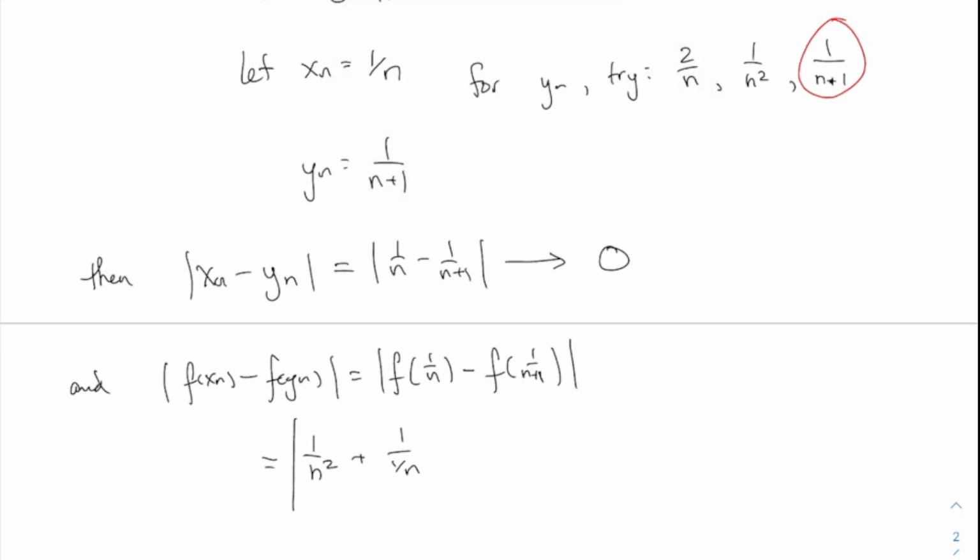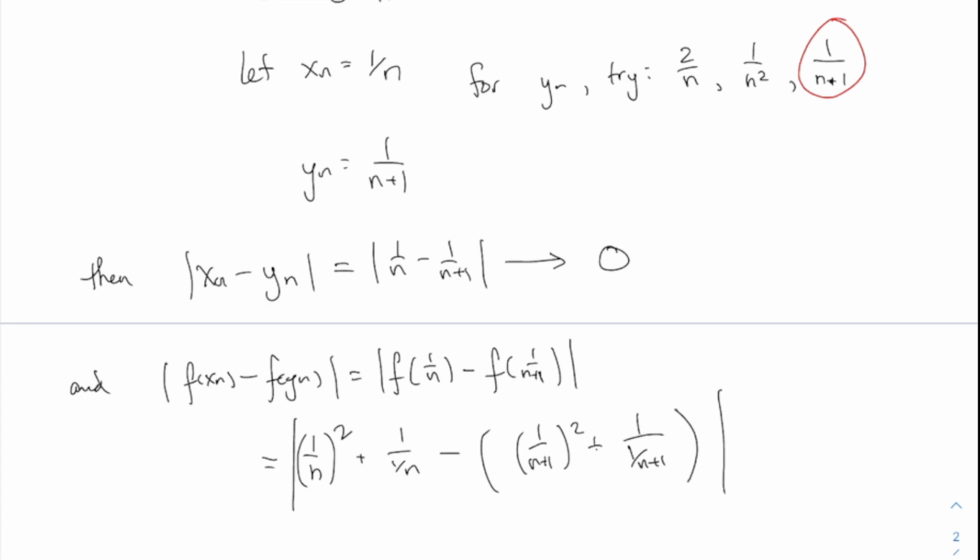Is that clear the way I wrote that? It's this: plugging in x equals 1 over n to x squared plus 1 over x. Looks like that. And then I plug in 1 over n plus 1 to the same thing. So minus, and now 1 over n plus 1 squared plus n plus 1. Right? And now simplify. Did I do that right? I think so. Somebody had an unsure look on their face. That's all right.